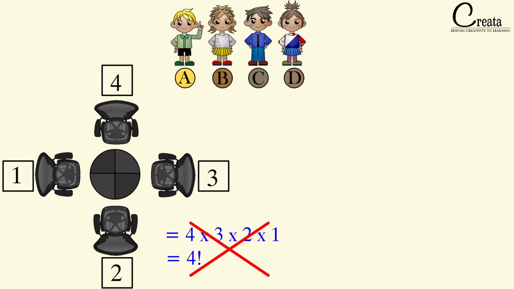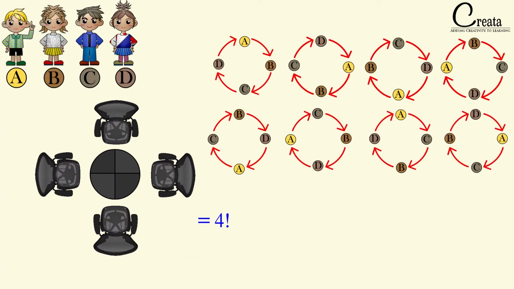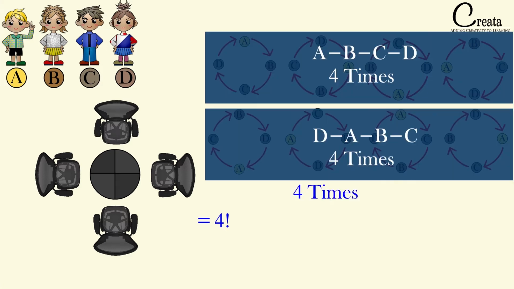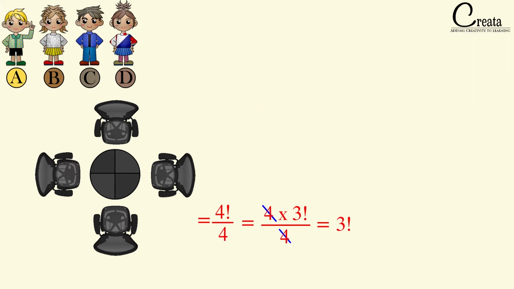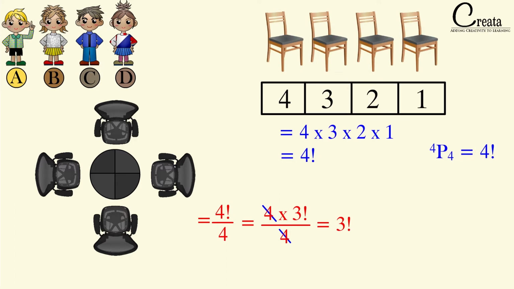Initially we have decided we can form total 4 factorial arrangements. But now we come to know that there is some overlapping, and this overlapping is basically 4 times. These options are repeating 4 times. So our answer will be 4 factorial upon 4. That will be 4 into 3 factorial upon 4. 4 and 4 will cancel out. We got our answer as 3 factorial. Got it? If we talk about the permutation in a straight order, the answer will be 4 factorial. And if we talk about the permutation in a circular order, the permutation will be 3 factorial. That is 4 minus 1.